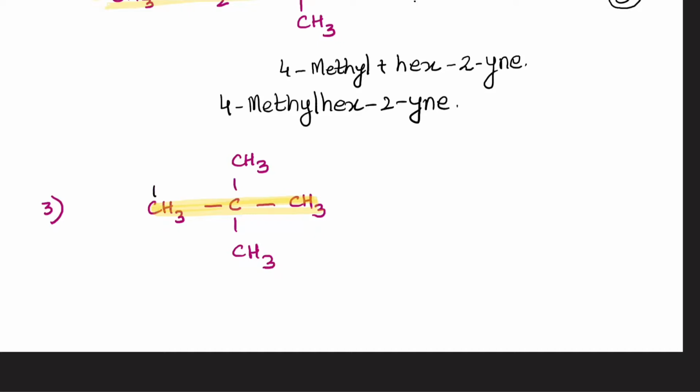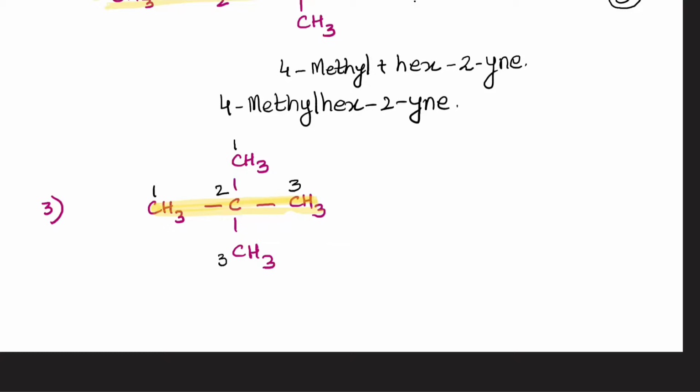Now let's number it. So 1, 2, and 3. Whether I number it from left hand side or right hand side, the substituent still comes on position number 2. So it doesn't make a difference. If you have numbered it either way, it is correct. But supposing you have numbered it as 1, 2, 3, and 4, no, it is not correct. Why is it not correct? Because now this is not a continuous chain, right? We always talk about the continuous chain of carbon atoms.